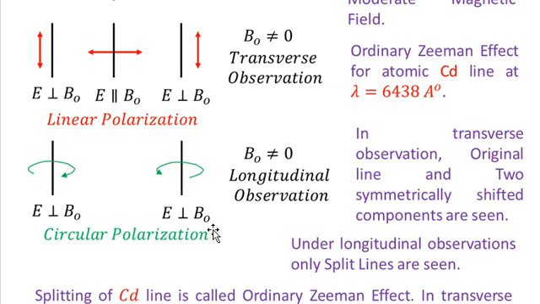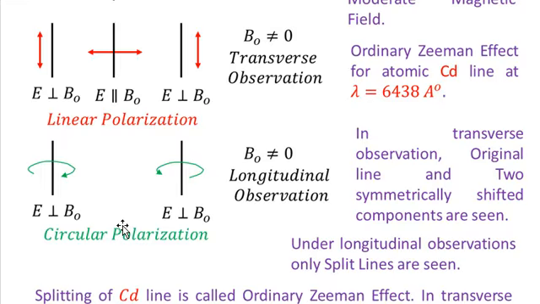The electric field is always perpendicular to B naught in both cases, because one component is right circularly polarized light, whereas the other component will be left circularly polarized light. Which means that if you view that light coming to your eyes, one electric field will be rotating clockwise, and the other component will be rotating counterclockwise. That's why these components are referred to as right circularly polarized and left circularly polarized.